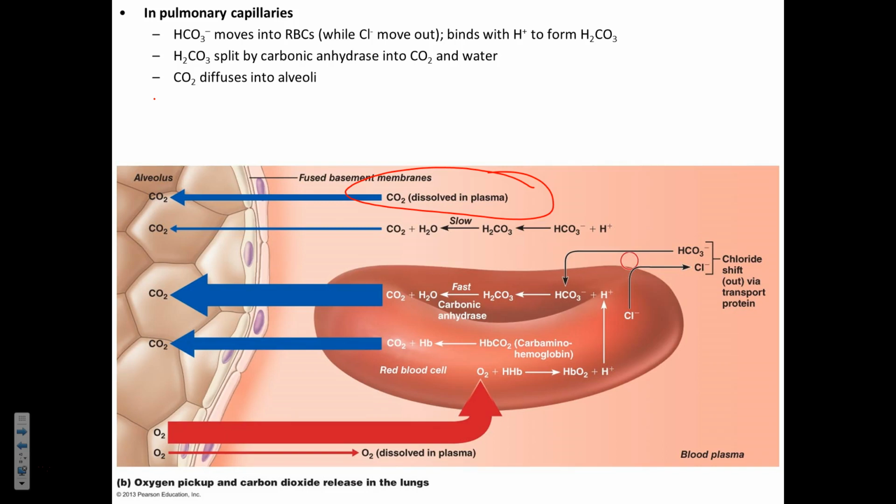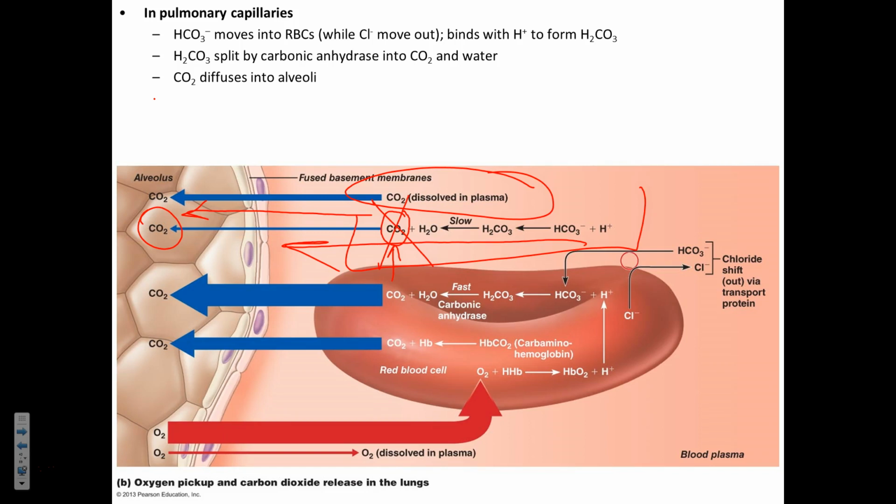Now, CO2 here diffuses into the alveolus. Why does it diffuse this way? It's a very simple question. Concentration gradient. Because CO2 concentration in the blood is higher, right? What you do, you basically remove a product away from the reaction, and you shift this whole reaction, this one, to the left. Are we clear?